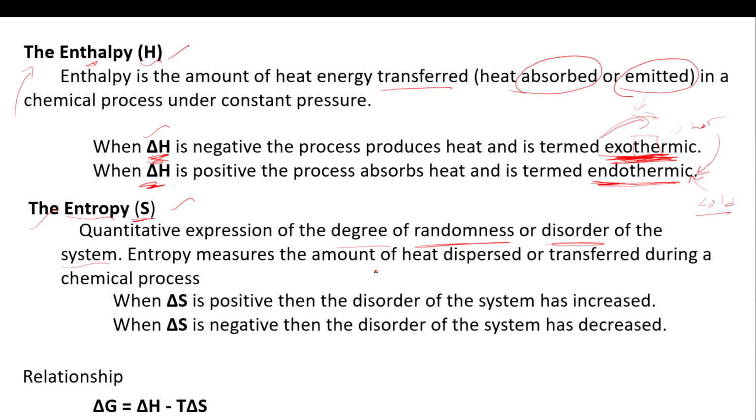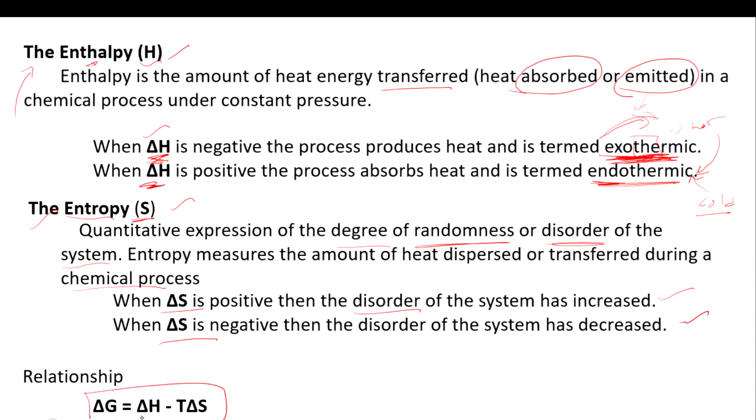So entropy measures the amount of heat dispersed or transferred during a chemical process. If it has a positive sign, it indicates that the system's disorder has increased. If it has a negative sign, the disorder of the system has decreased. And the relationship between free energy, enthalpy and entropy is this one.